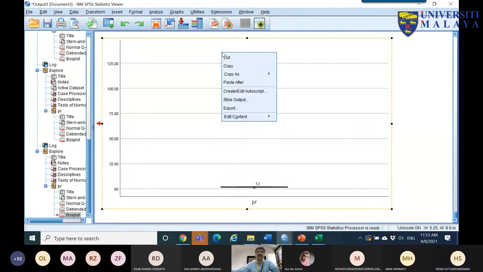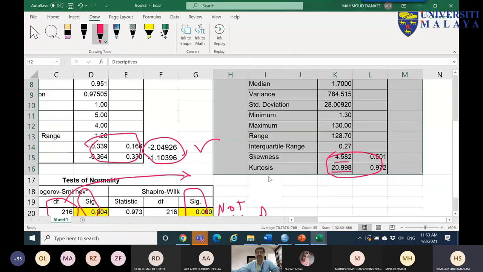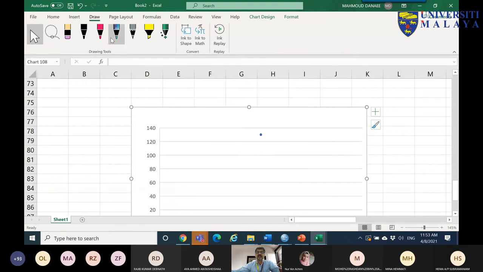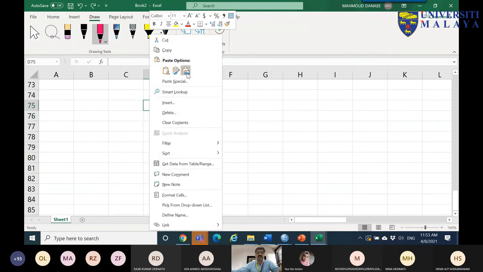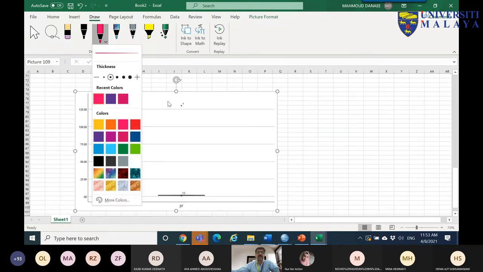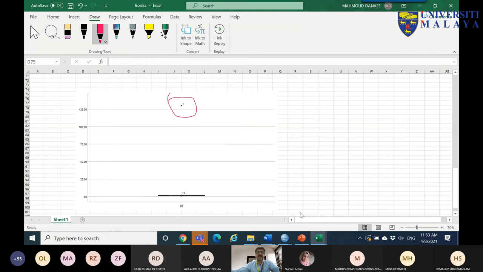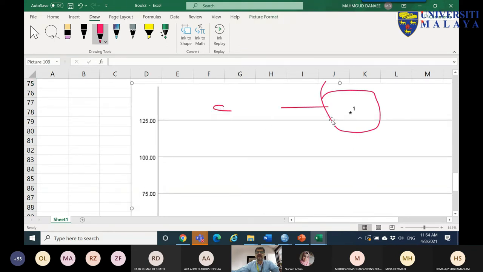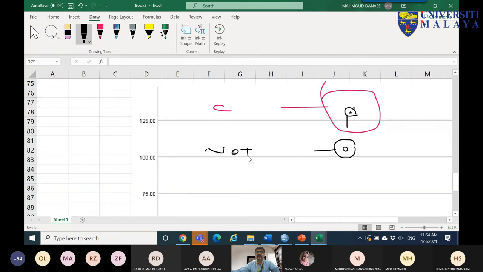When you see this figure, this number is already represented by the, can you see here, asterisk? What does it mean? It means there is an outlier. This is a critical outlier. Remember, in SPSS there are two symbols to show outliers. One is the asterisk or star, the other is the circle. If data outliers are presented by a circle, they are outliers but not critical outliers.